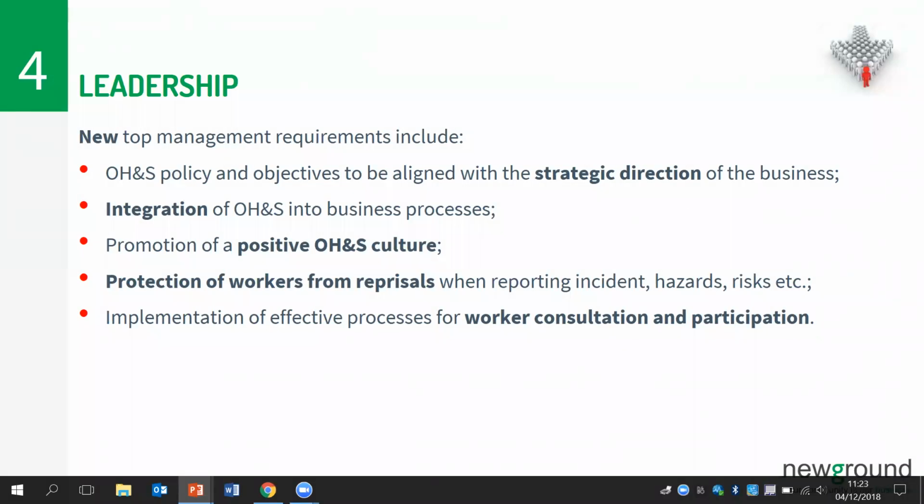So the new top management requirements placed on leadership include that policy and objectives are aligned with the strategic direction of the business, which means they should support business strategy and not be separate or in conflict with it. As I mentioned earlier, integration is a significant new theme in the standard, and it is the responsibility of top management to ensure that the safety management system is aligned and integrated with other business processes to ensure that safety management is embedded as a core function rather than as a standalone discipline.